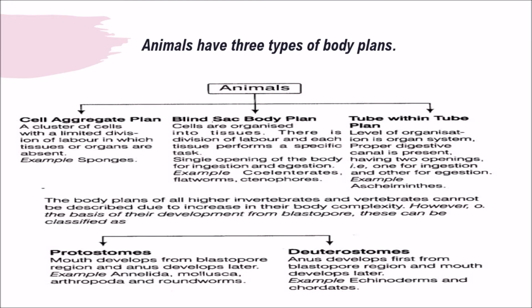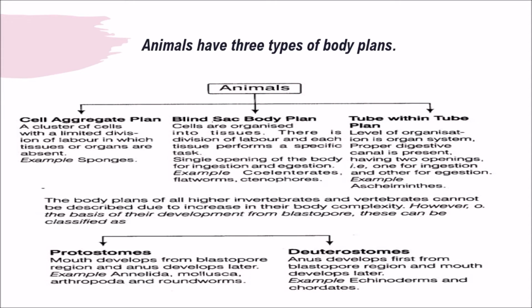Coming to the cell aggregate plan. A cell aggregate plan is a cluster of cells with a limited division of labor in which tissues or organs are absent. Tissues or organs are absent. What is the example for cell aggregate plan? We have sponges.